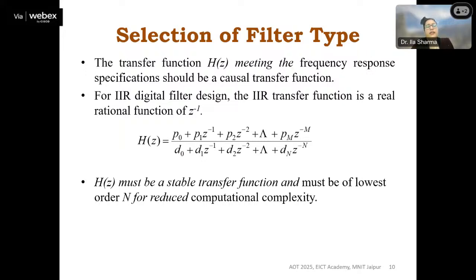This H of Z is a simple transfer function representing an IIR digital filter. You can observe it is constructed with these plus signs, which are adders, like P0 plus P1 into Z inverse. This multiplication will be your multiplier, and the delay line is connected to them. So if you realize this filter in hardware, you need these two or three basic components: adders and multipliers.